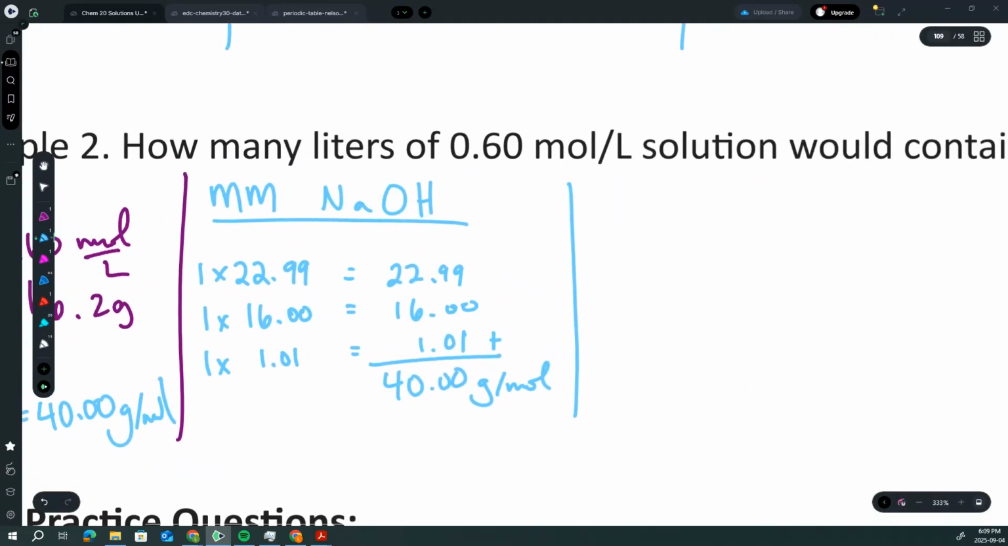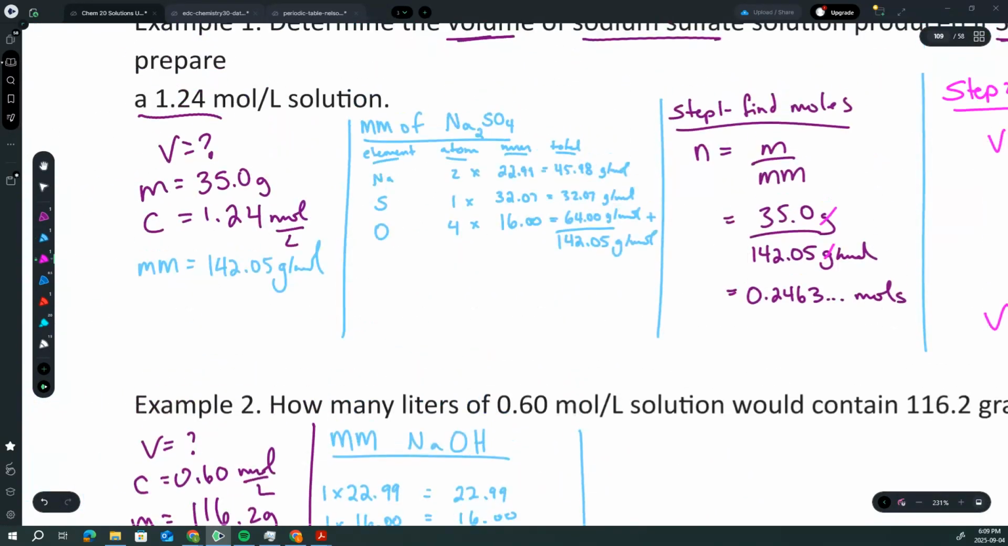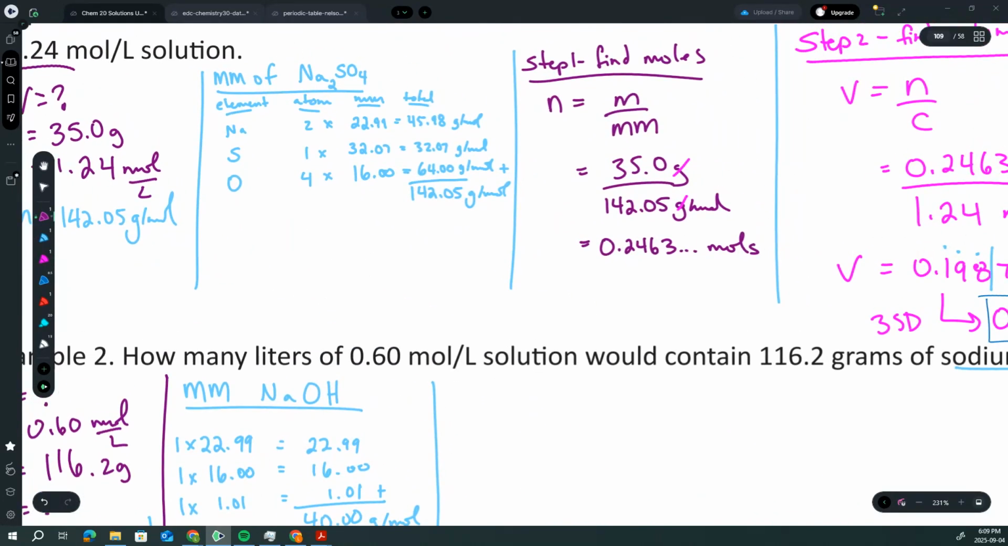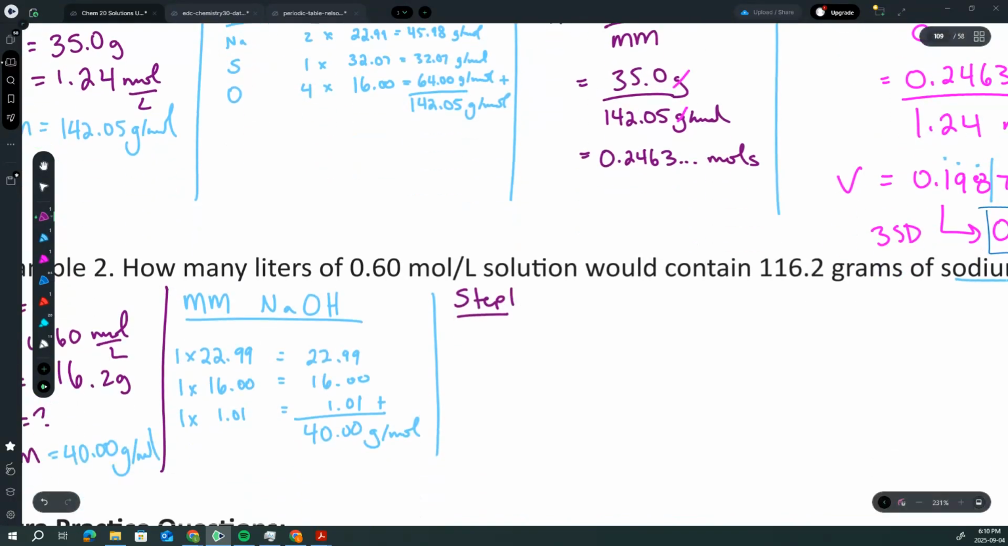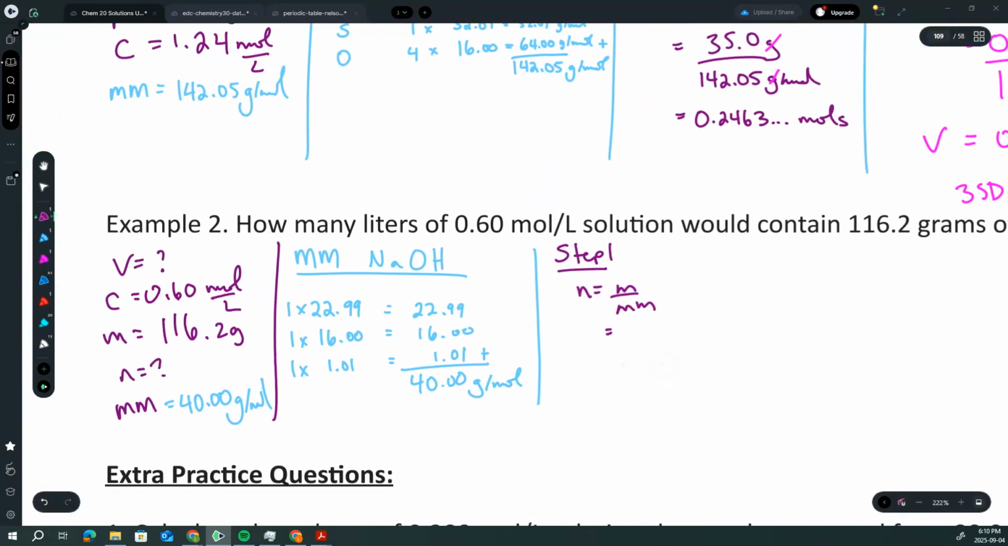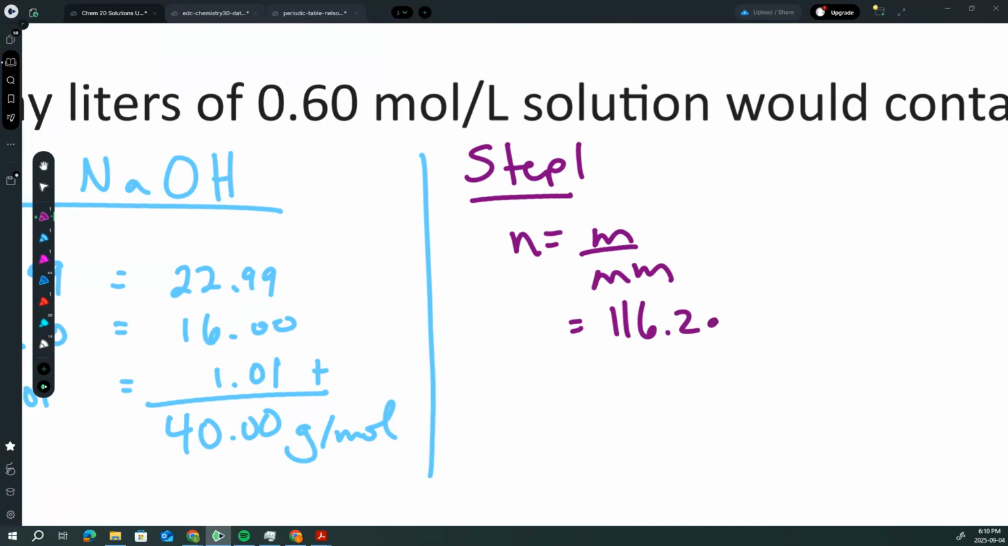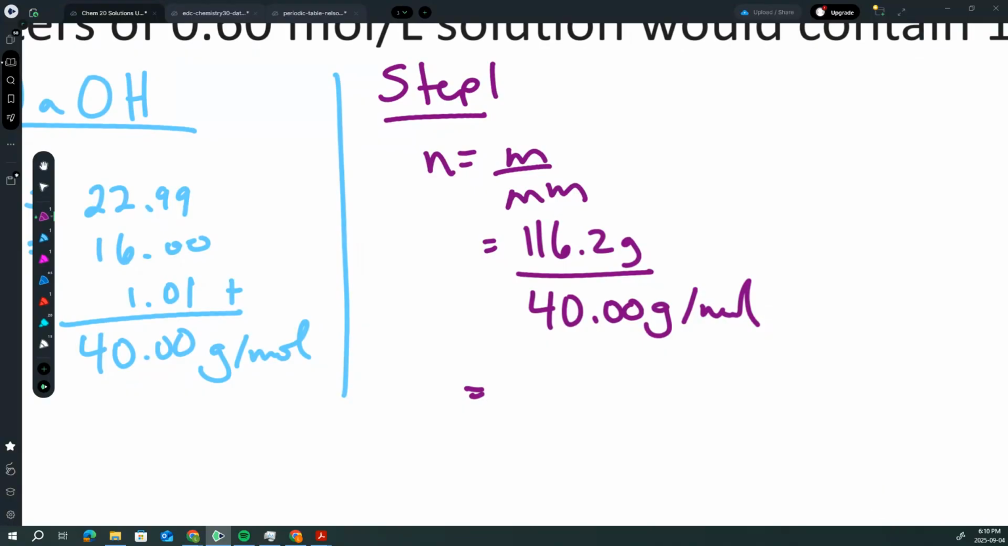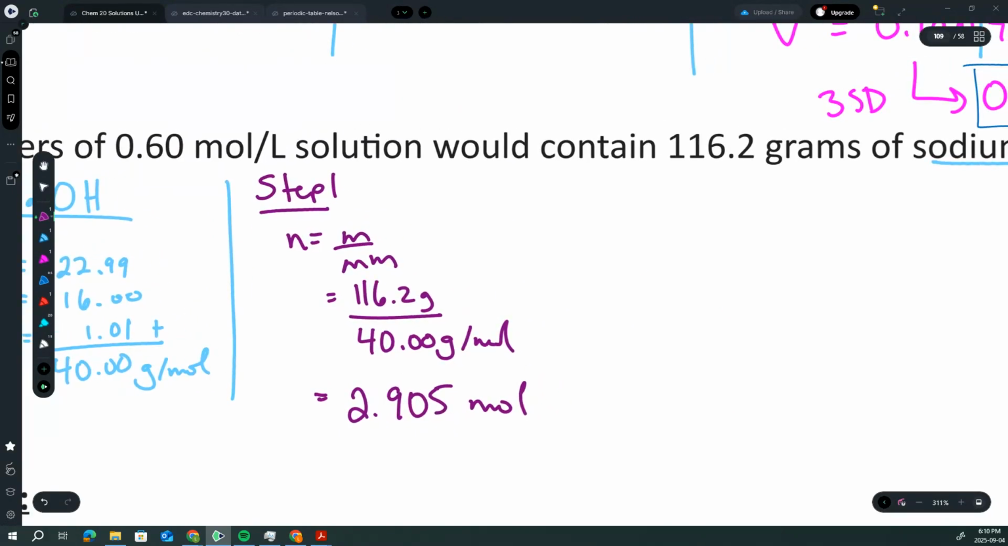All right. So now at this stage, we're finding moles. And we're using moles is equal to mass divided by molar mass. So 116.2 divided by 40 grams per mole. And that's going to give me 2.905 moles. So I haven't rounded off this number. That's actually what I get in my calculator. And I should write this in pink.